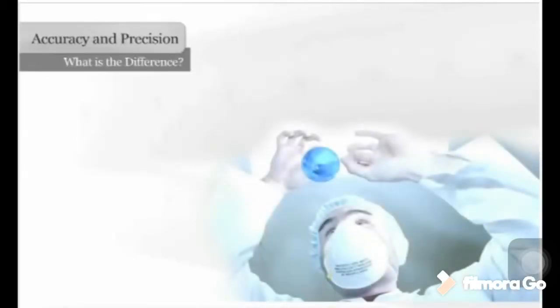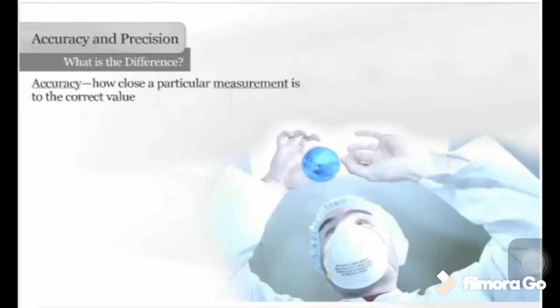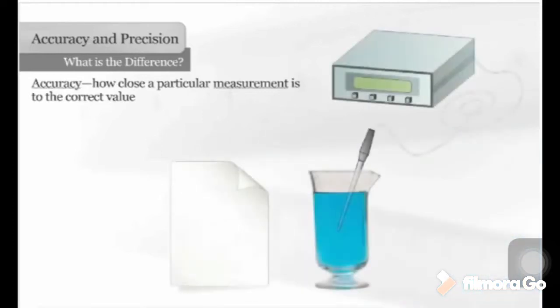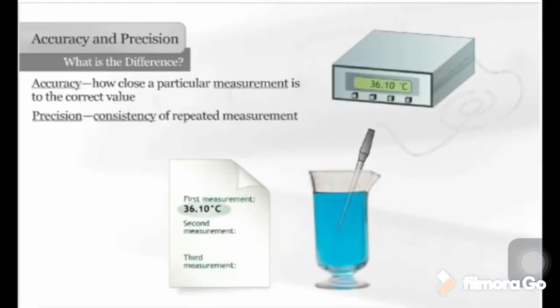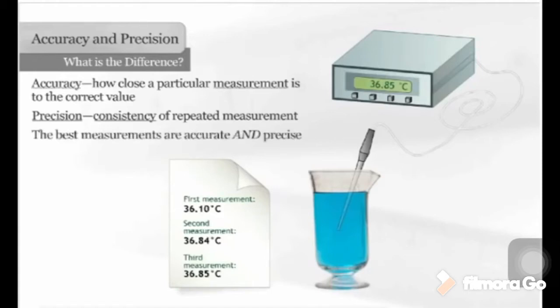A good scientific measurement is made with accuracy and precision. Accuracy tells us how close a particular measurement is to the correct value. For instance, how close is the reading of a thermometer to the actual temperature? Precision is the consistency of repeated measurement. In other words, are the results consistent each time something is measured? The more consistent the results, the more precise the measurement. It is possible to have a precise measurement that is not accurate. It is also possible to have an accurate measurement that is not precise. The best measurements are both accurate and precise.